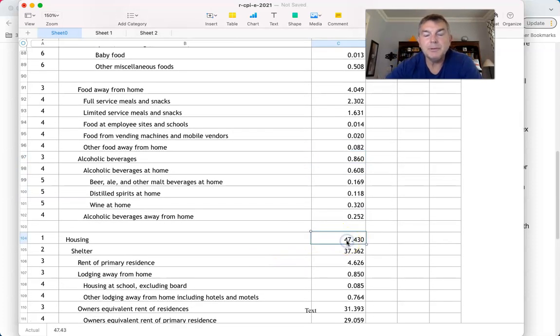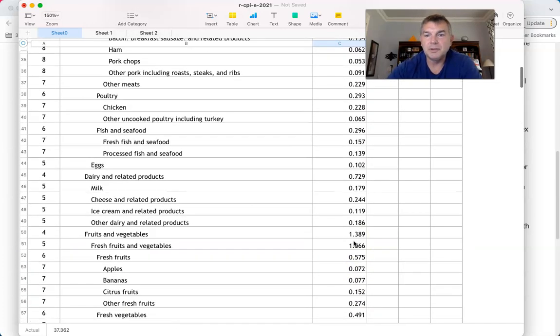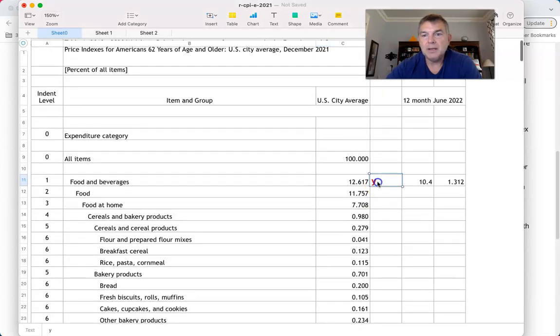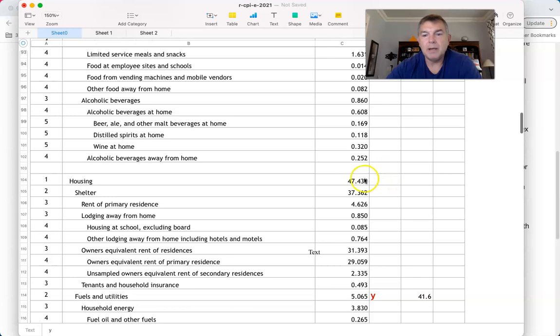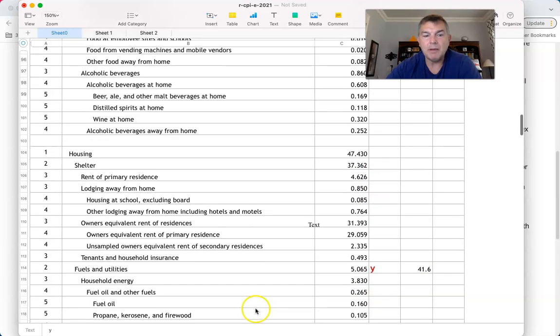This is the big one, housing. 47% of the CPI-E is housing, of which 37% is shelter. Jeez, man. So notice, I've got a Y there, and I don't have a Y there. I have a Y by fuels and utilities. I don't have housing at school, lodging away from home. You could add that if you wanted to.